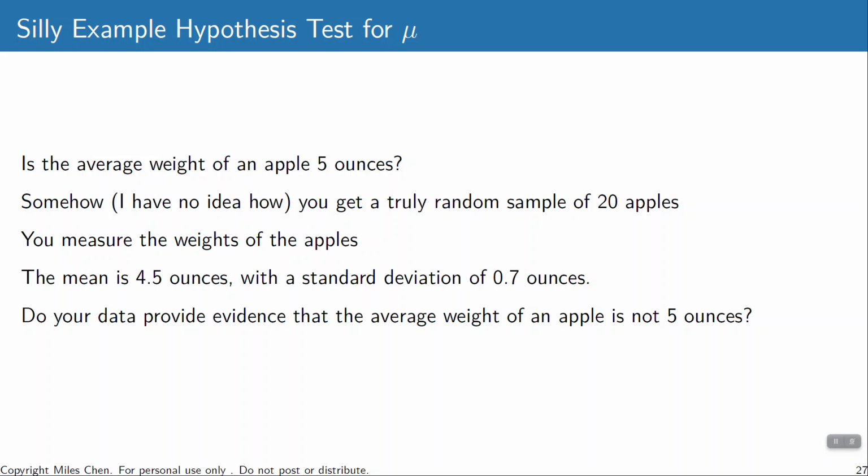does our data provide evidence that the average weight of an apple is not 5 ounces, right? So I'm asking, is the average weight 5? And when I take a random sample, my sample average is 4.5, okay? So the fact that I got 4.5, is that evidence that the mean weight of all apples is not 5 ounces? Okay, so again, I'm just making up numbers. I have no idea.